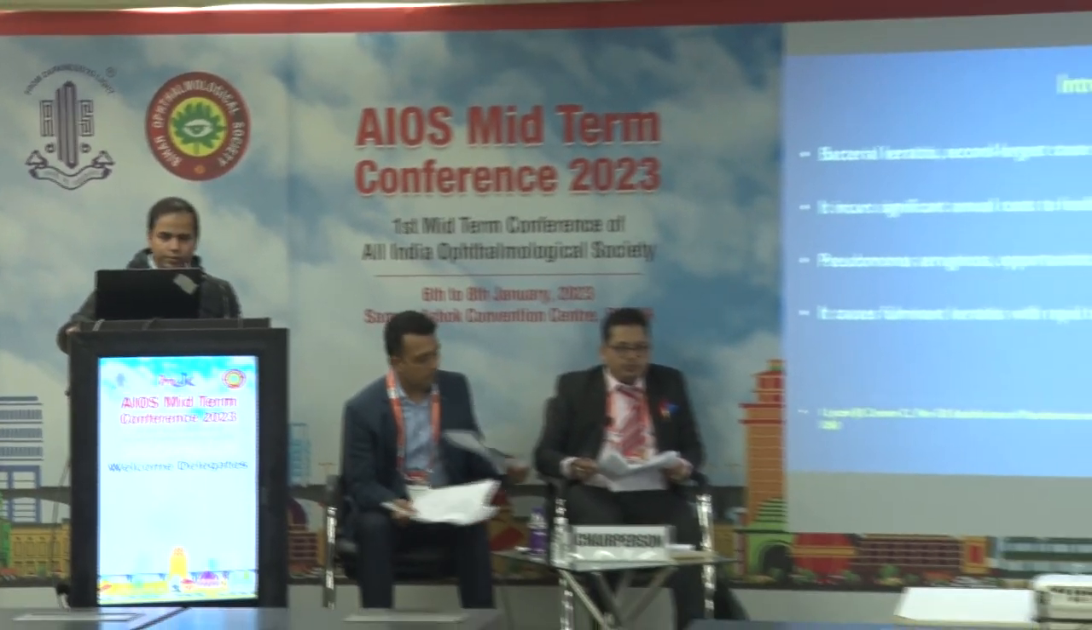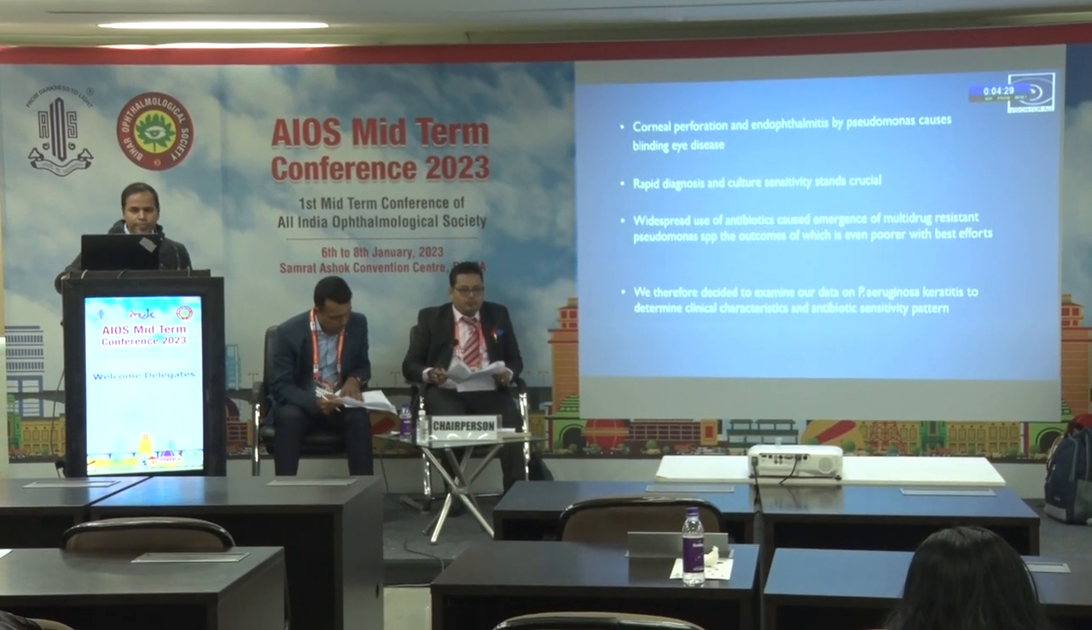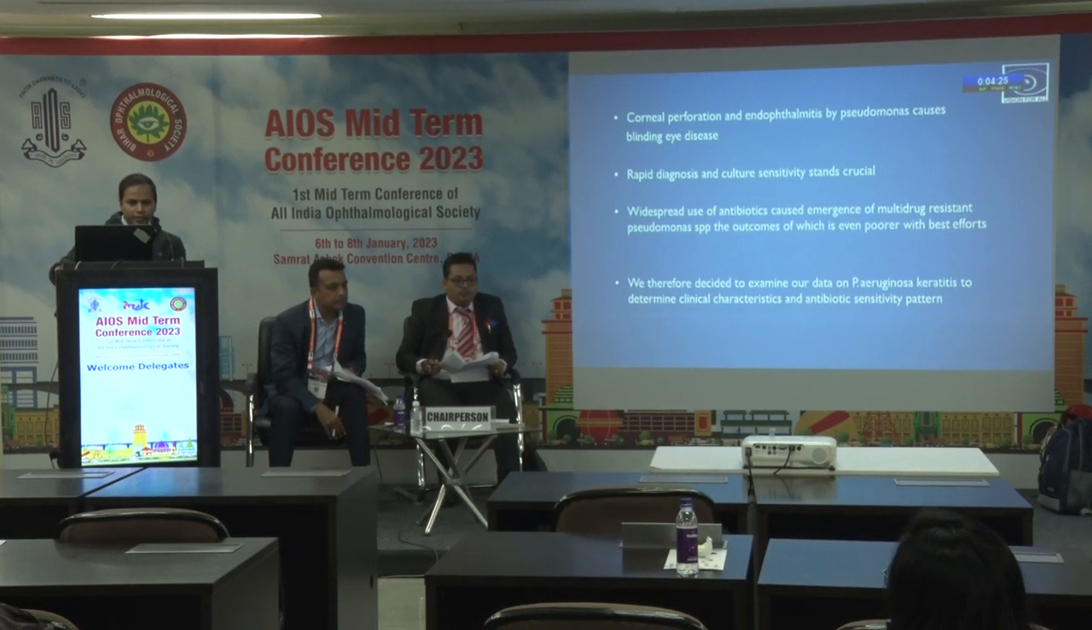Introduction: bacterial keratitis is the second largest cause of legal blindness after cataract. It incurs significant annual cost to healthcare providers. Pseudomonas aeruginosa is an opportunistic gram-negative bacteria. It causes fulminant keratitis with rapid tissue destruction and collagenolysis. Corneal perforation and endophthalmitis by Pseudomonas causes blinding eye disease.